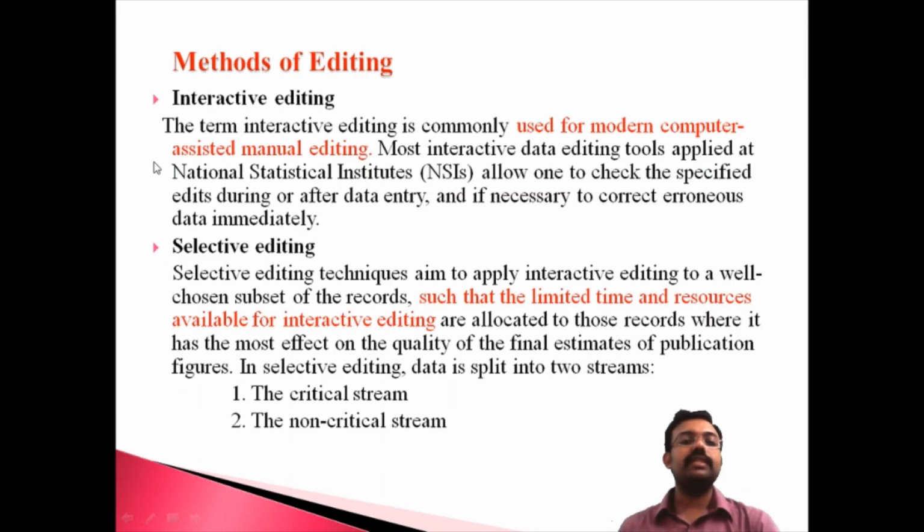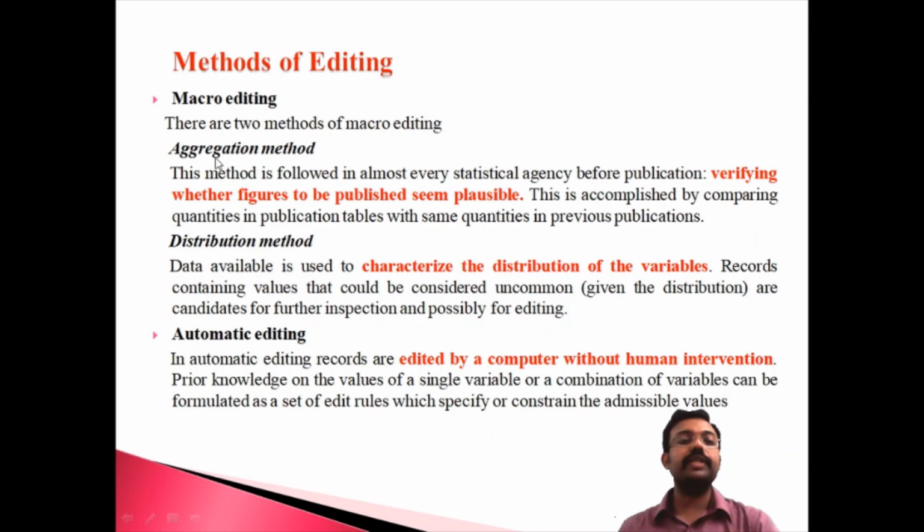What is interactive editing? Interactive editing means modern, computer-assisted manual editing. That means using computer devices for the purpose of editing. Selective editing is a part of interactive editing. Suppose your time is constrained, selective editing can be used instead of interactive editing. The third one is macro editing, that is the aggregation method and the distribution method. The aggregation method is verifying the published figures, and the distribution method looks at the distribution characteristics of the various variables. And automatic editing means editing done by computers. So these are the different types of editing.